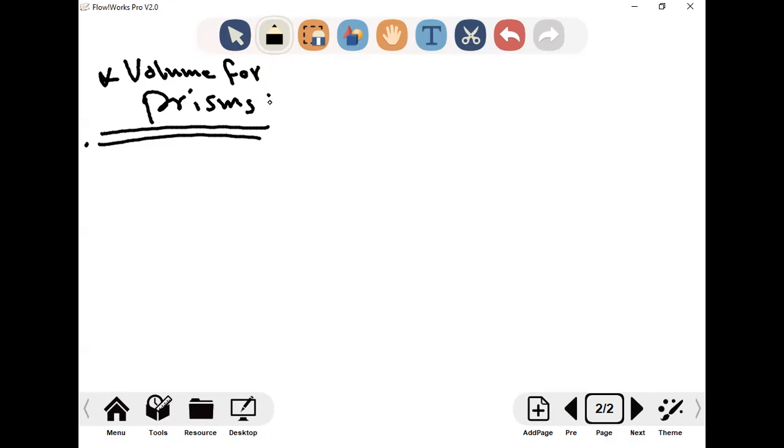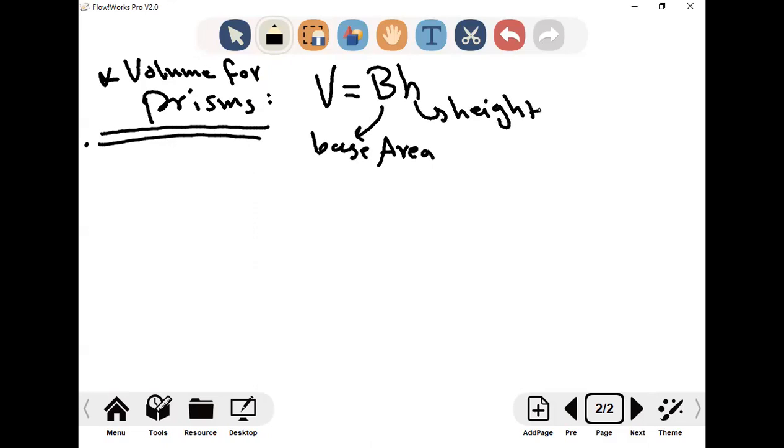To find the volume of the prisms, follow this formula. V equals big B multiplied by H. Big B, not a small b, okay? What's the big B? B is the base area of the prism. So you have a prism, you go to the base, and calculate its area. H is the height of the prism.